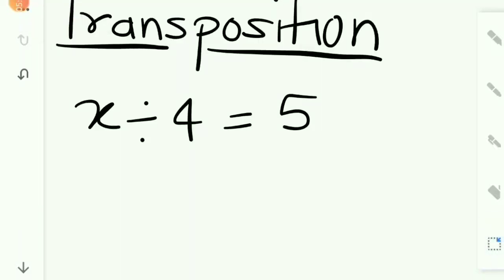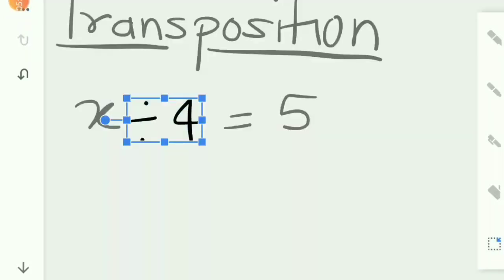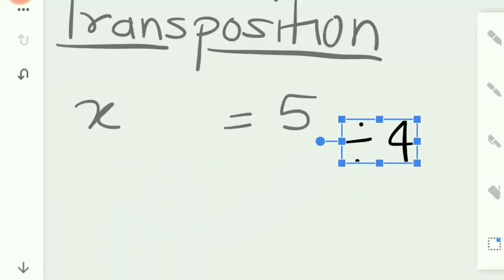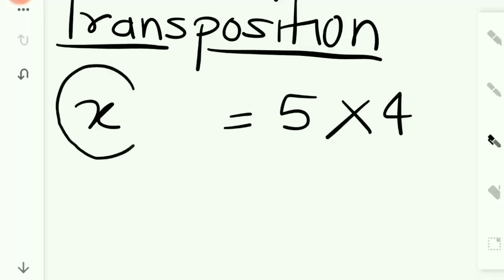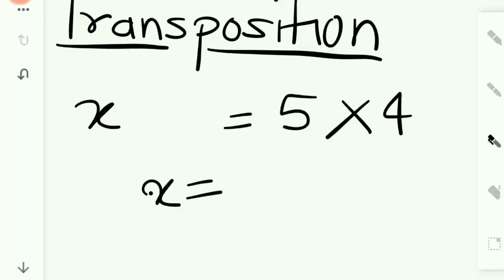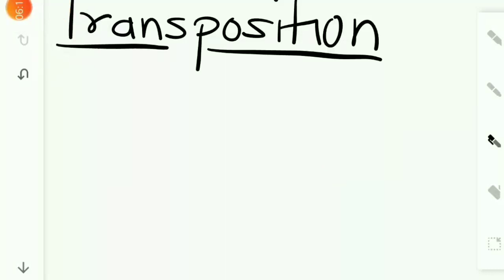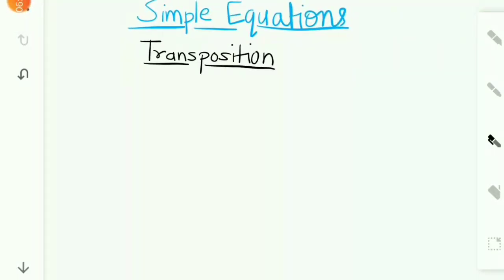Now in this equation, again we get the number 4. If I have to remove this 4 from the left hand side and put it on the right hand side, we'll have to invert its operation. It was division, so we'll just make it multiplication on the right hand side. And we have isolated our x, so x equal to 5 4s are 20. This is the easiest method, and you can practice it and you will be able to do it very easily.